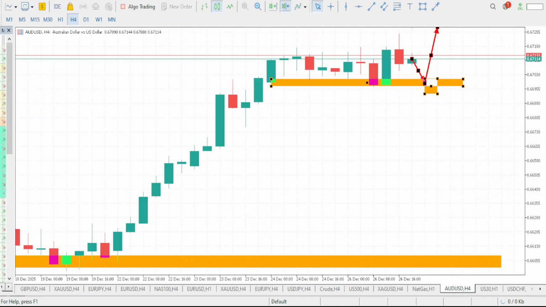So above all, this week we are going bullish on our odd US dollar. If there will be any changes to this movement that we predicted, I'll make sure I let you guys know.